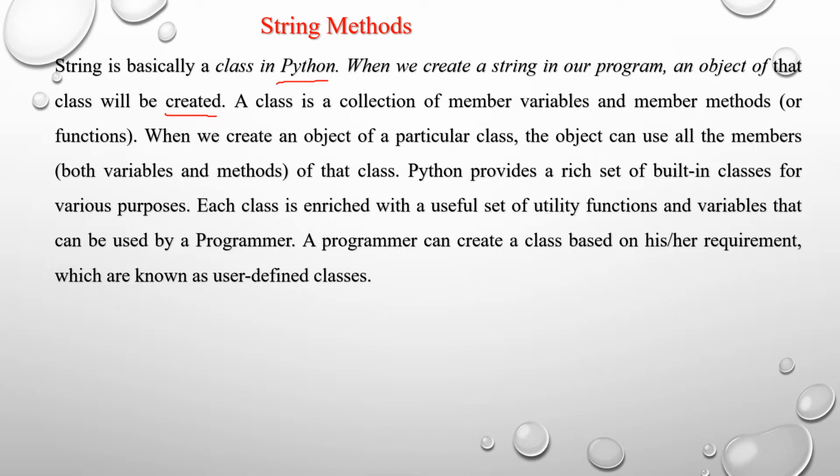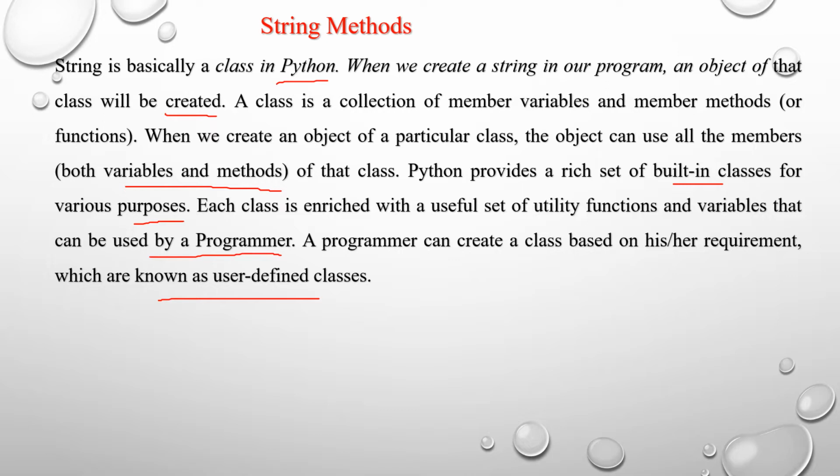When we create an object of a particular class, the object can use all the members, both variables and methods, of the class. Python provides a rich set of built-in classes for various purposes. Each class is enriched with a useful set of utility functions and variables that can be used by the programmer. A programmer can also create a class based on requirements, which is known as a user-defined class.